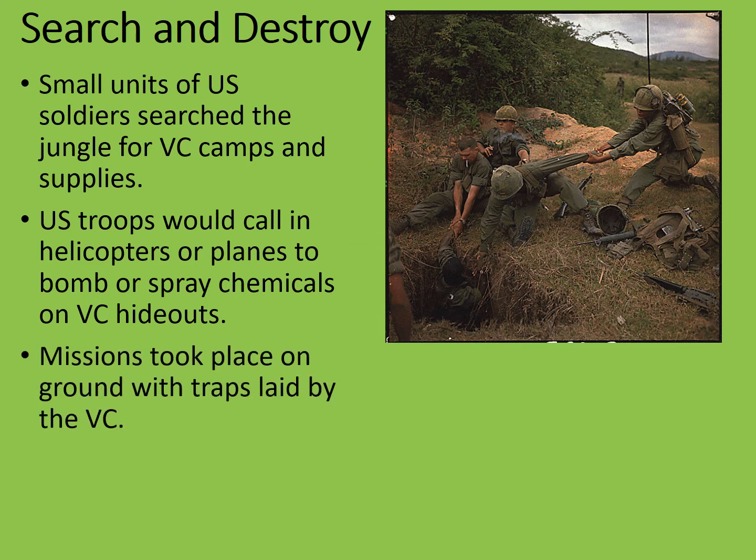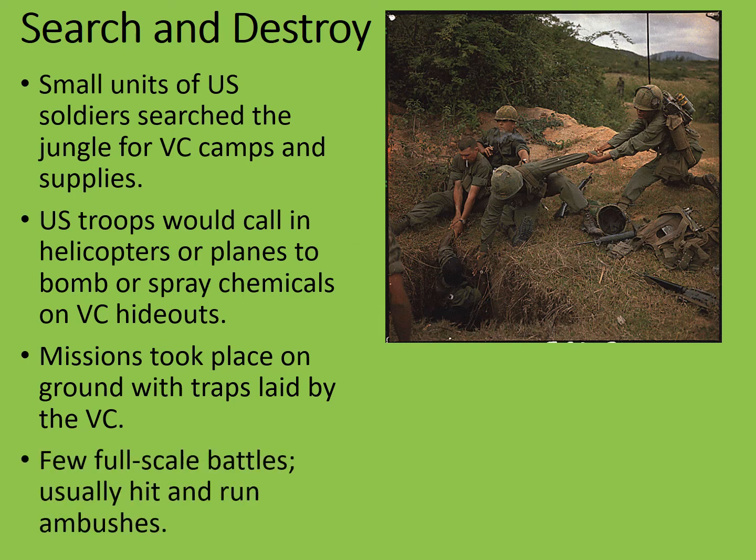Missions took place on ground with traps laid by the Viet Cong. In a previous video I did on Operation Rolling Thunder compared with the guerrilla tactics used by the Viet Cong, we considered the use of punji traps. These were booby traps, often using sharpened stakes covered with excrement to cause infections, which caused US and ARVN forces to spend more time looking at the ground and where their feet were treading than looking for the enemy, a very effective tactic.